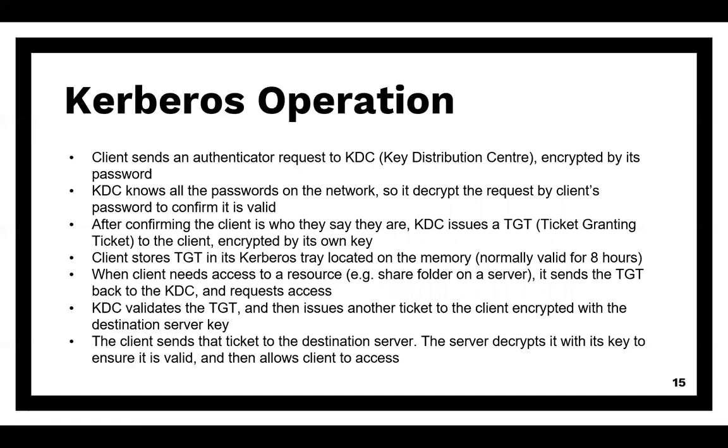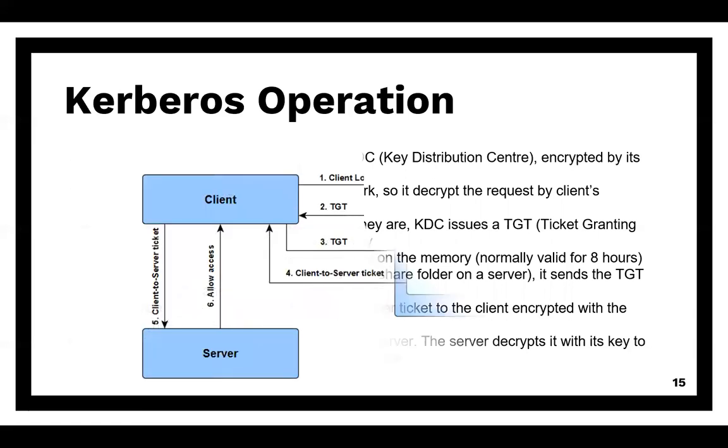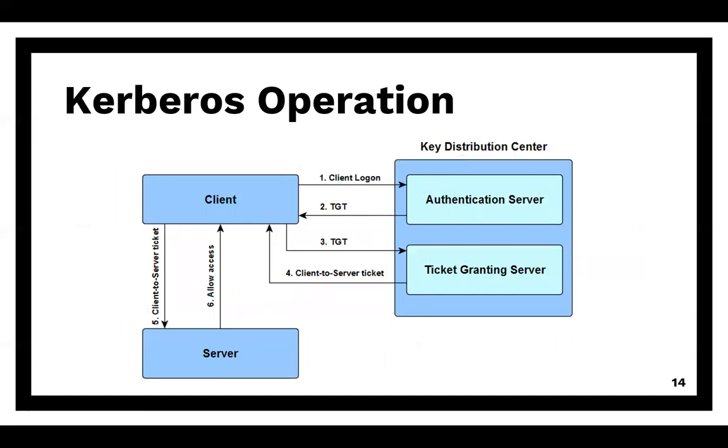That is the ticket that client keeps and goes back to KDC to confirm its identity and shows that it has been authenticated before. So if you go back to diagram, step number 2 is where KDC issues the TGT, or ticket granting ticket, to the client. Client stores it and keeps it. So within the next 8 hours, client doesn't have to authenticate to KDC anymore because it has the ticket. Anytime it goes back to KDC, all it needs to do is show the ticket.